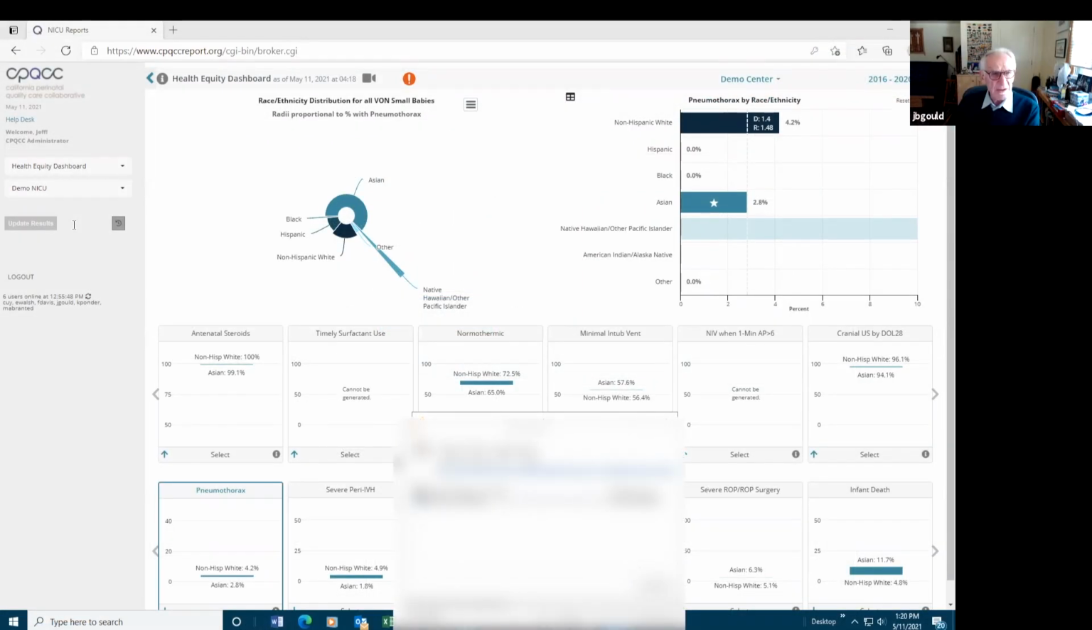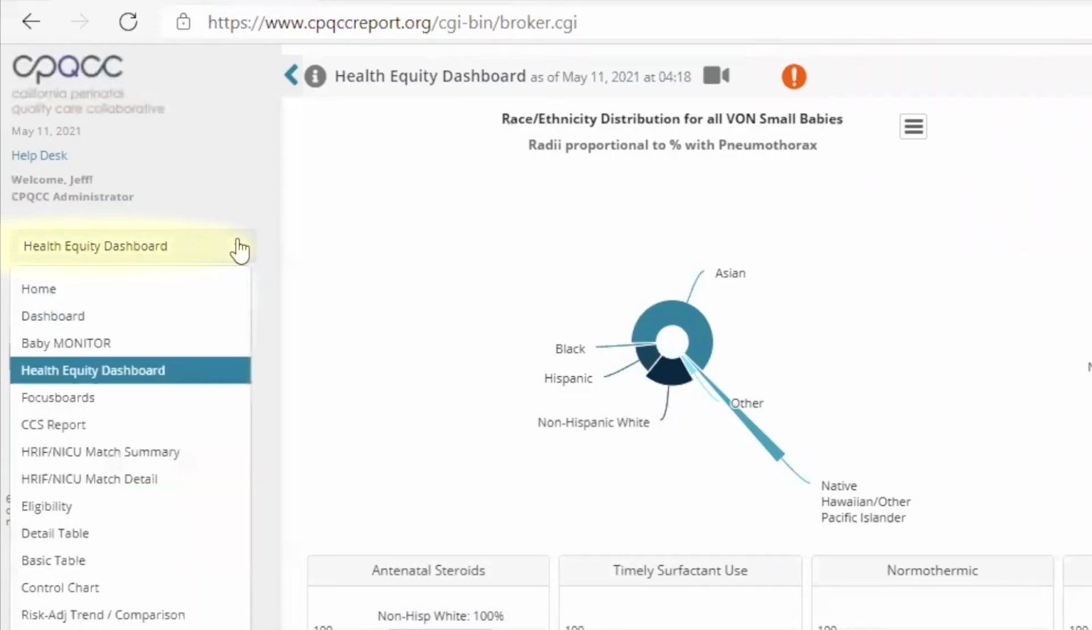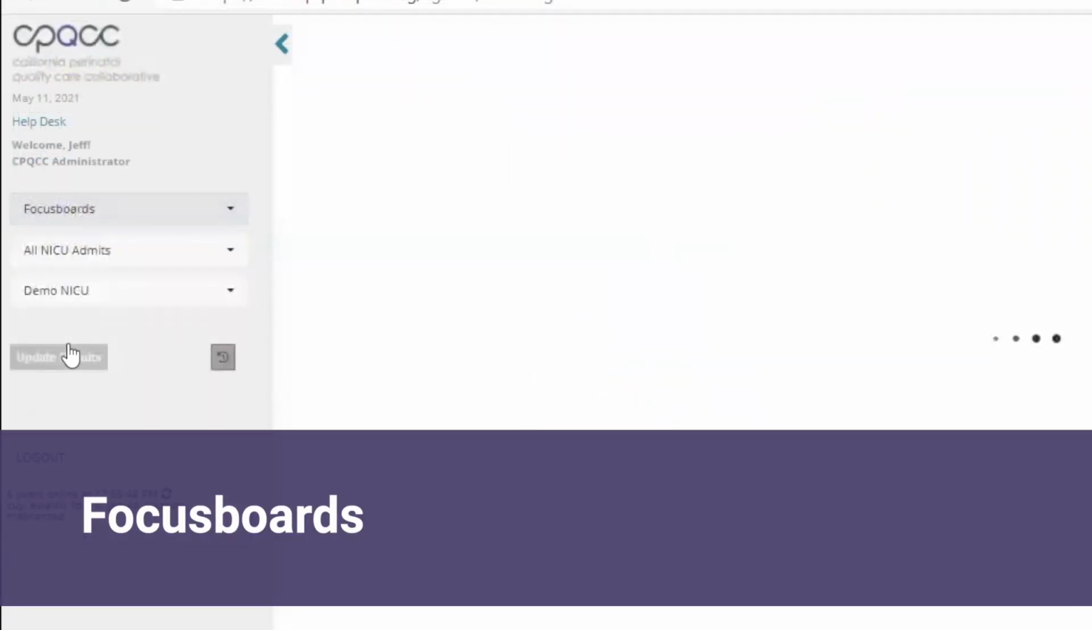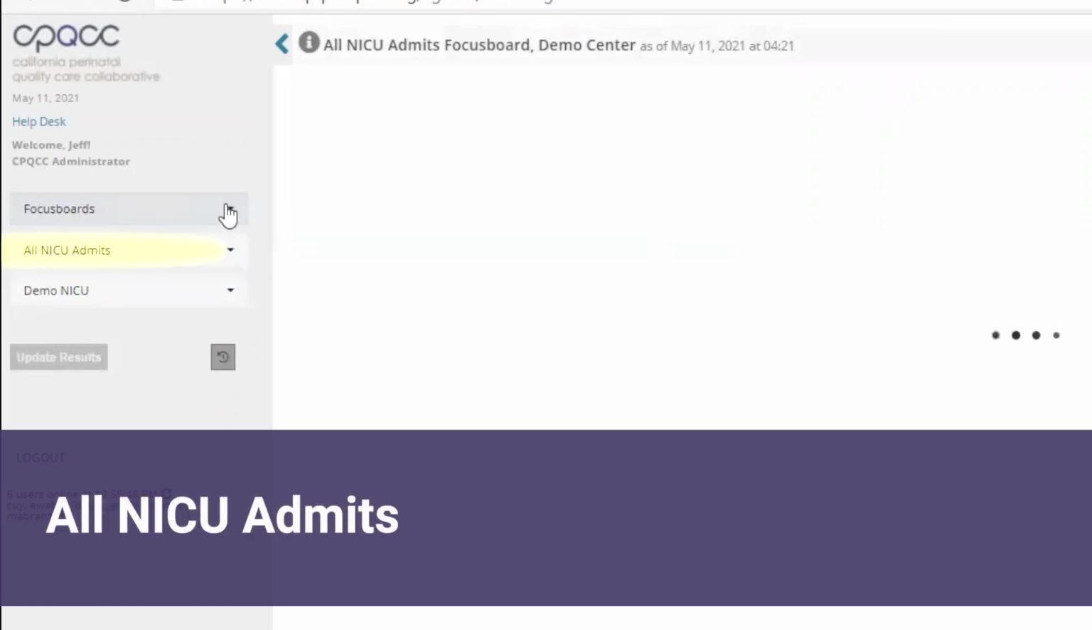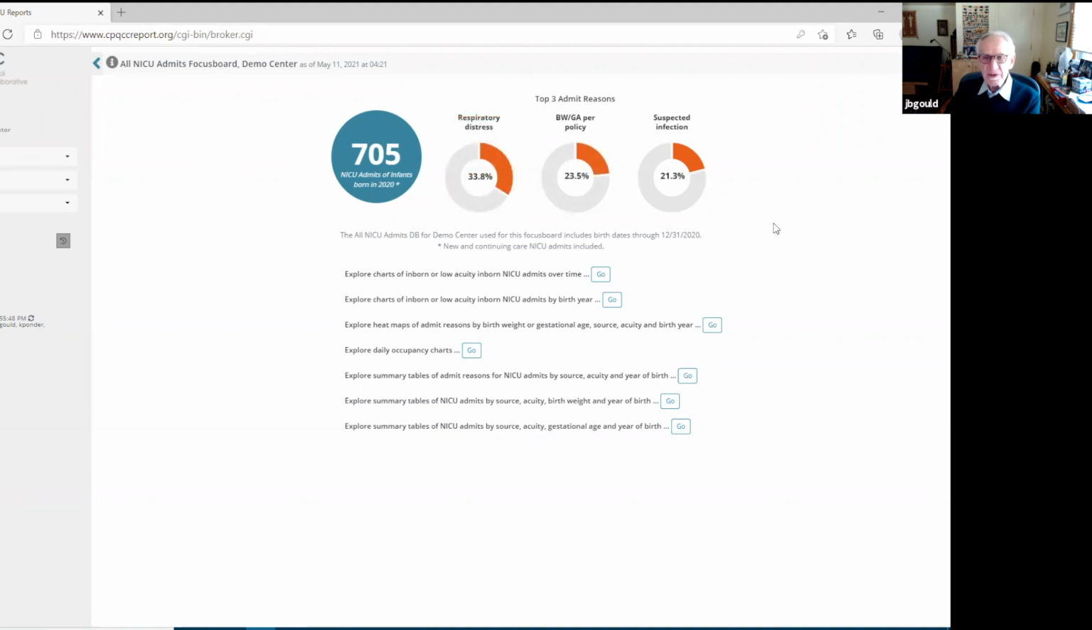When we log on to this demo, the first thing you see is the equity dashboard, but then we go over and we click here, and you'll notice that one of the things you can do is you can get focus boards. So we'll get a focus board, and then within the focus board, All NICU Admits. This demo NICU had 705 admits in 2020. And here are the top 3 diagnoses that they had.